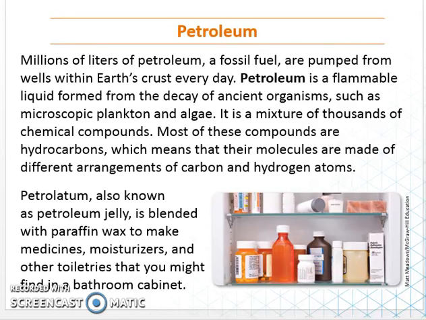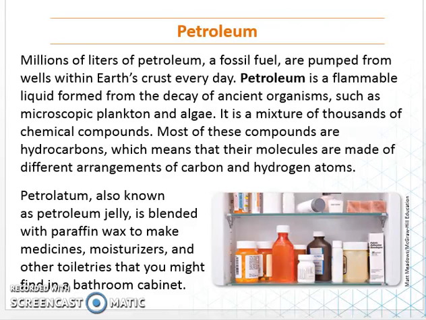Millions of liters of petroleum, a fossil fuel, are pumped from wells within Earth's crust every day. Petroleum is a flammable liquid formed from the decay of ancient organisms such as microscopic plankton and algae. It is a mixture of thousands of chemical compounds, and most of those compounds are hydrocarbons, which means that their molecules are made of different arrangements of carbon and hydrogen atoms.